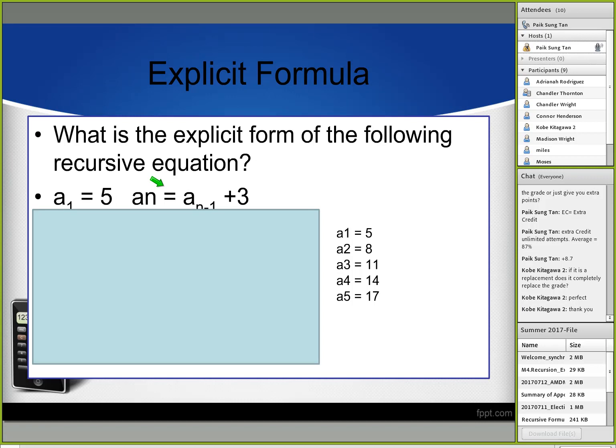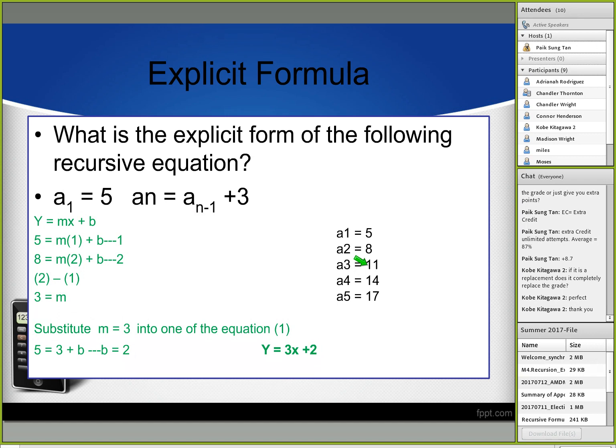So this is a simple one. It says, to get to the next term, I use the previous term plus 3. My first number is 5. So I start with 5, and then plus 3 to get 8, plus 3 to get 11, plus 3 to get 14, and plus 3 I get 17. So when you make your explicit formula, when x is 1, your y has to be 5. When x is 2, your y has to be 8. When x is 3, your y has to be 11. Okay?